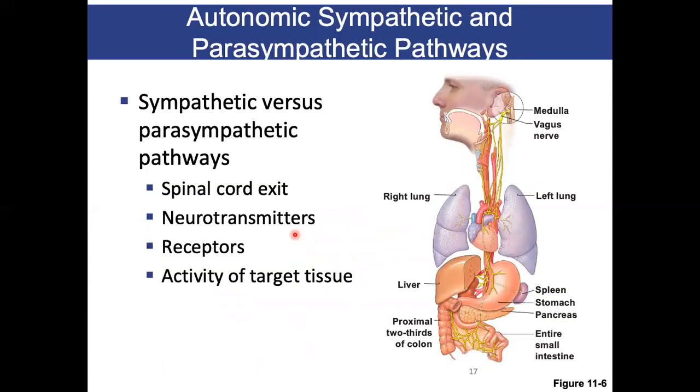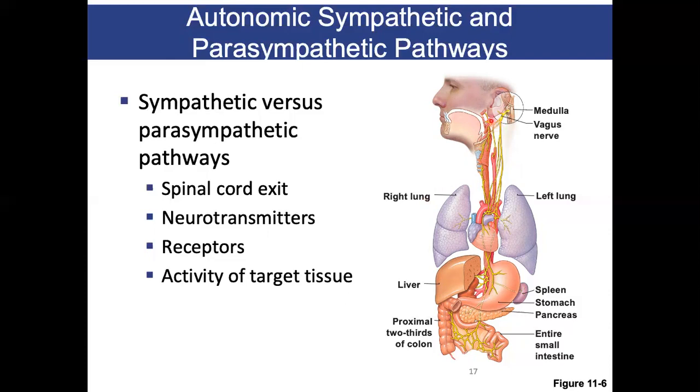The difference between parasympathetic and sympathetic: the spinal cord exit, the neurotransmitters they release, the receptors that bind those neurotransmitters, and then the activity of the target tissues. If you take a look, the vagus nerve is actually one of our main parasympathetic nerves. It exits out the medulla, and this was one of the cranial nerves that you had to learn. Do you guys remember what cranial nerve it was? Okay, it was cranial nerve 10.